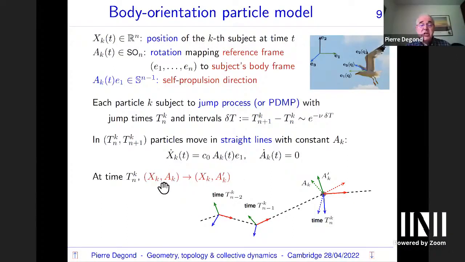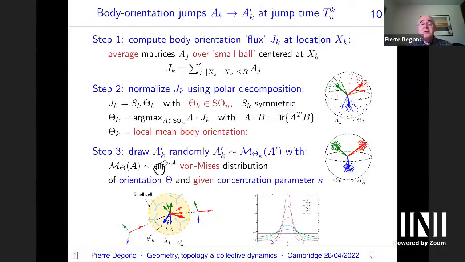So now at the jump times, the position doesn't jump, but the frame or the rotation matrix jumps from AK to AK prime. And let me give you how this jump occurs. This rule will be very similar, for those who know it, to the rule in the Vicsek model, but adapted to this context. So the first thing is that we compute, looking at a small neighborhood of radius r of the given agent k, xk, for all particles in this small neighborhood, the sum of the corresponding rotation matrices. Actually, we do a kind of average.